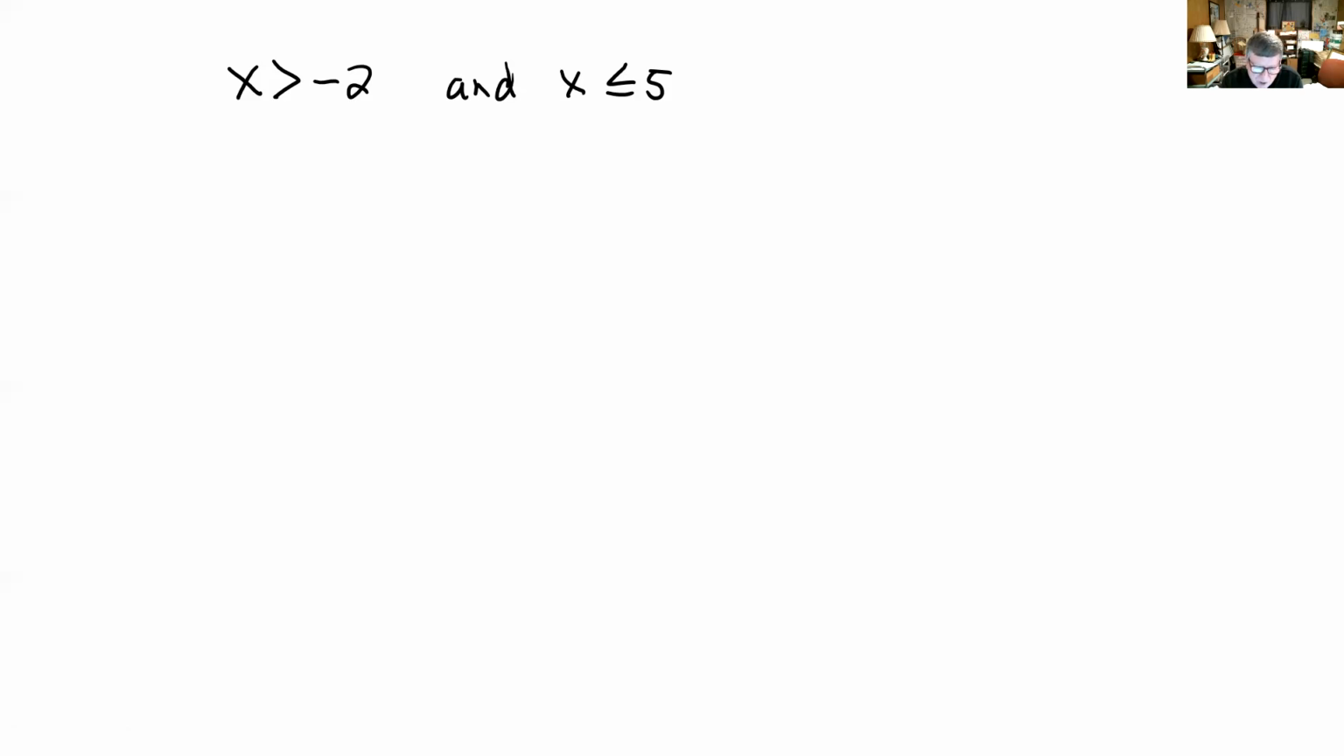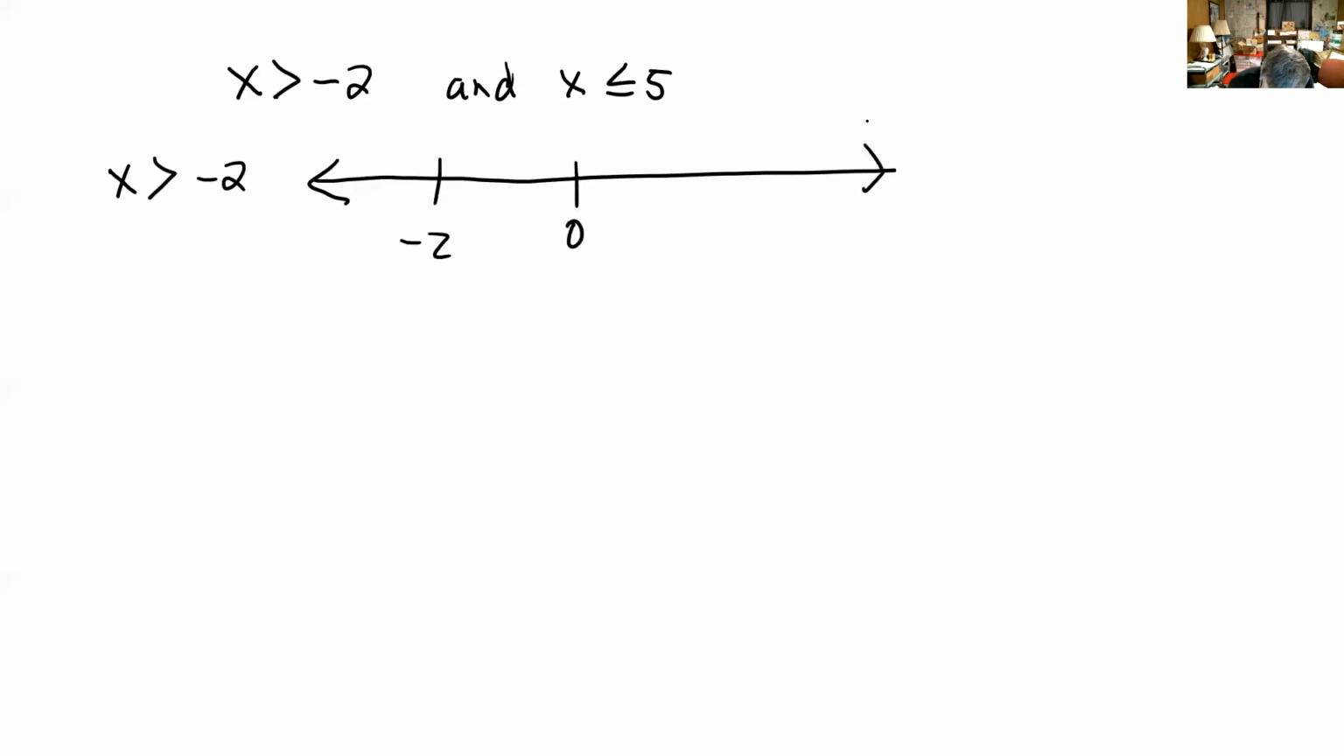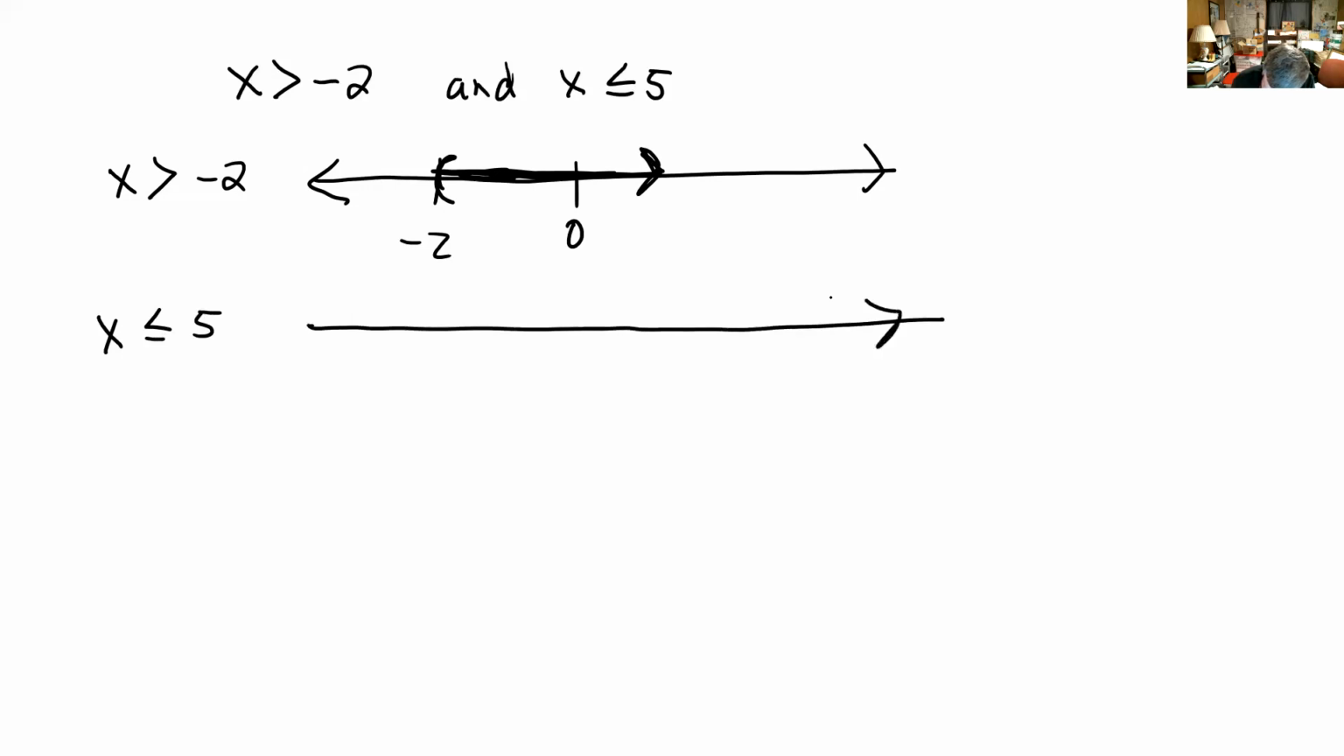Next, I'm going to graph each individual piece. It's not required to do the problem, but experience has shown me that it's easier for students to visualize it if we do it this way. So x greater than -2, what would the graph look like? We would have parentheses, arrow going to the right. Okay. x less than or equal to 5. We would have a bracket, arrow going to the left.